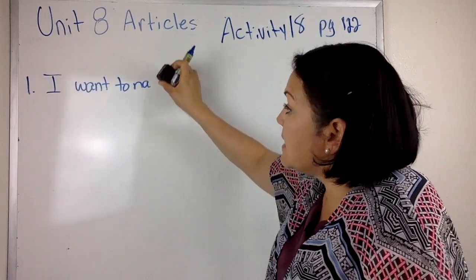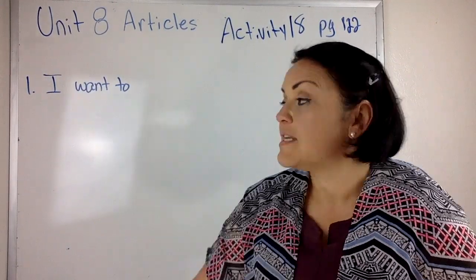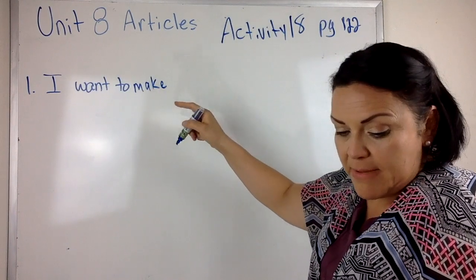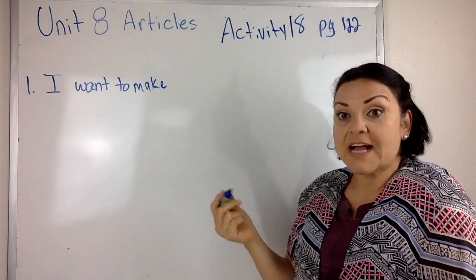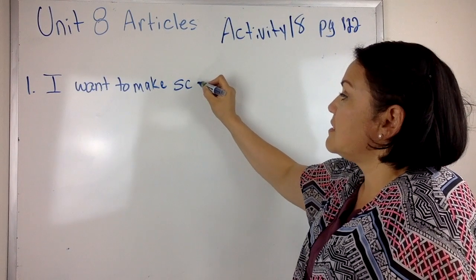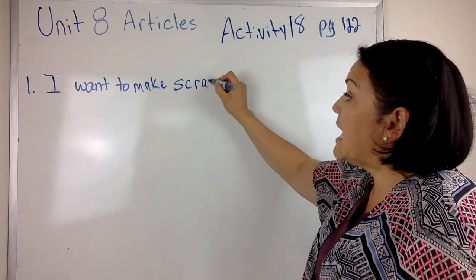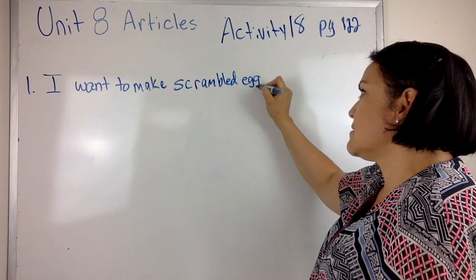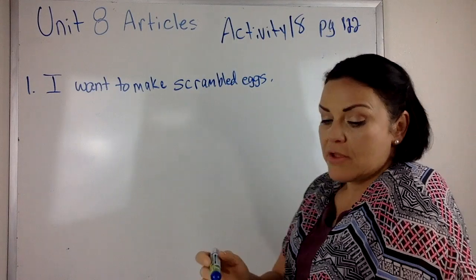Remember, to make goes together, so there's not an ing. I want to make what kind of eggs, right? So this is the adjective right here because that's the kind of eggs. Scrambled eggs.